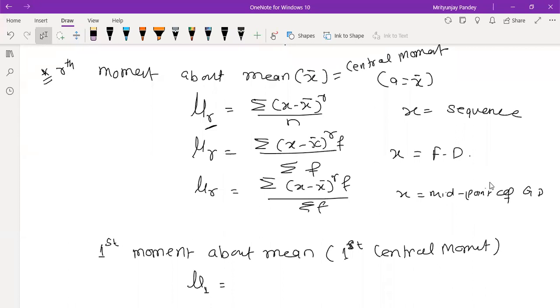Substitute r equal to 2, then we will get the second moment. Substitute r equal to 3, then we will get the third moment. Substitute r equal to 4, then the fourth moment.